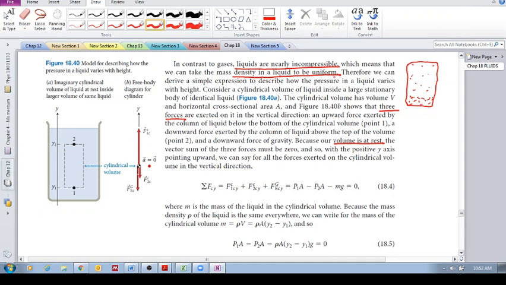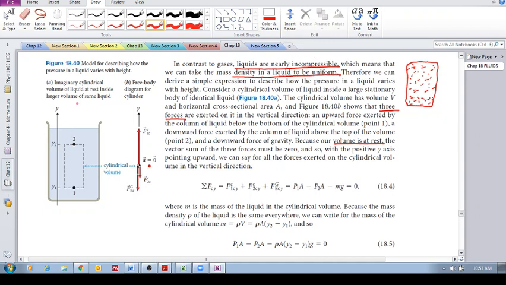So gases were compressible. However, liquids are nearly incompressible. What does this mean? It means that the density in a liquid is basically constant everywhere. Okay, it's the same density, it's uniform. So this allows us to derive a simple expression for how the pressure changes in a liquid.